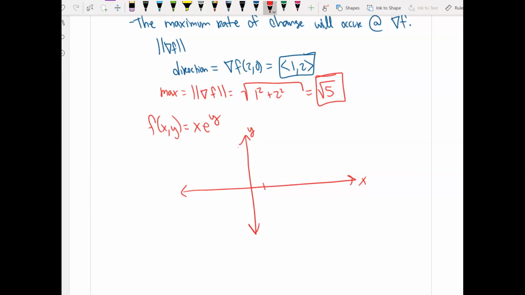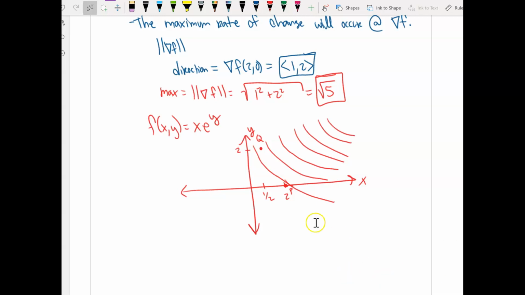So here's 1/2, let's say this is 1/2, and let's say this is 2, because that was where Q was at. And then here is (2, 0). This is where P was at. If you look at the level curves, they kind of look like this. So that's what this looks like.